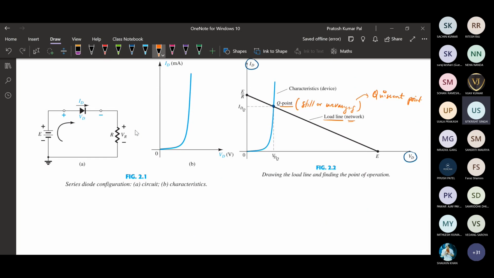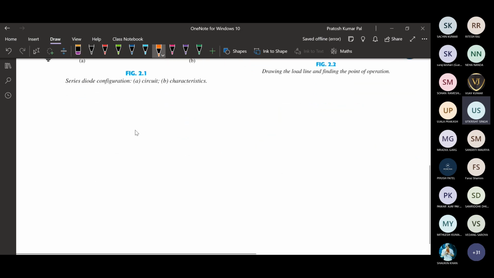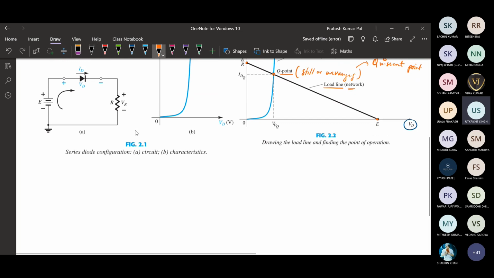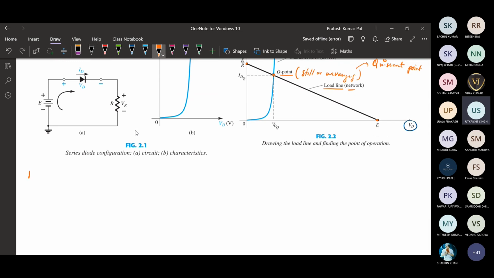So this is your DC load line. Now we will derive some expressions for the two end points of the DC load line, and what particular points they represent. For that, we will consider the KVL case.